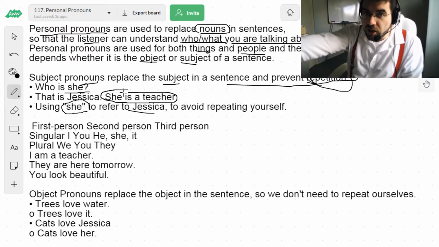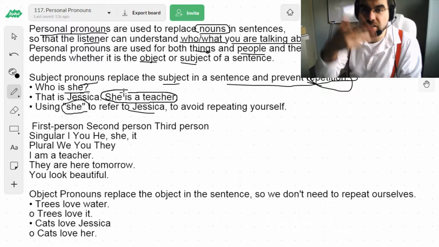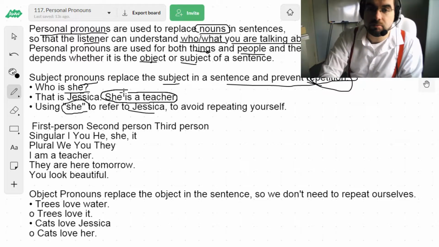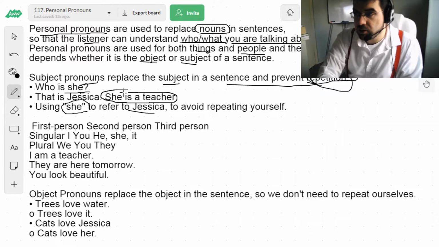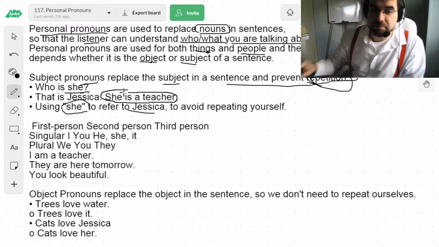We will have her, she turns into her, tomorrow for our teacher. As opposed to saying Jessica the teacher, Jessica, or teacher, we just say she, her. She will do this, she will do that. This is her class, this is her lesson.